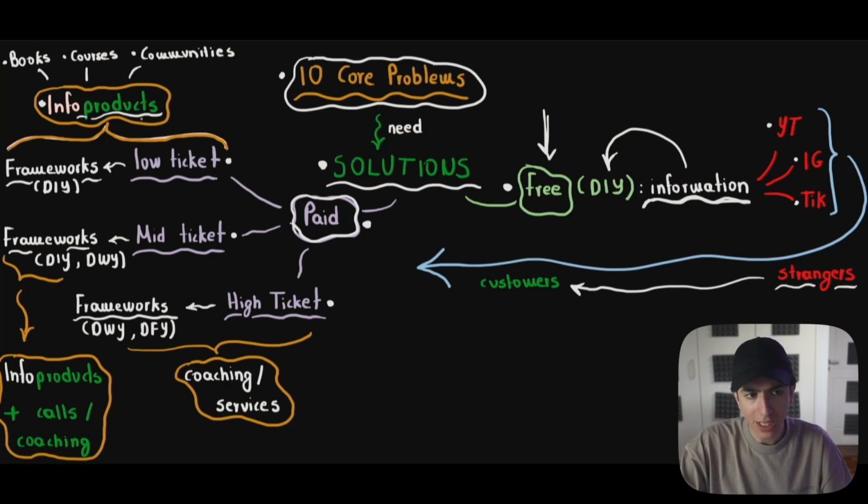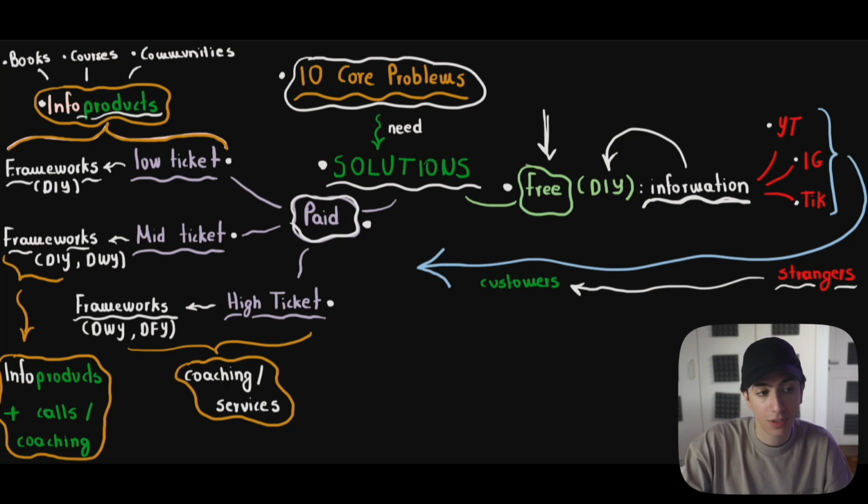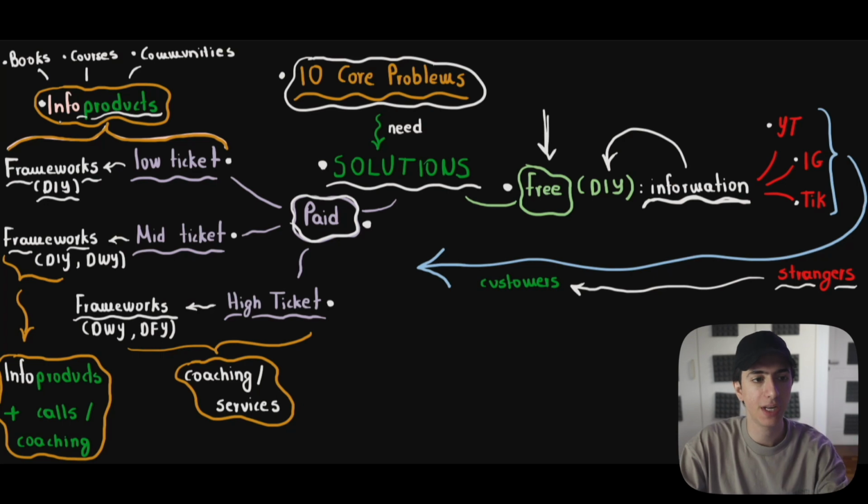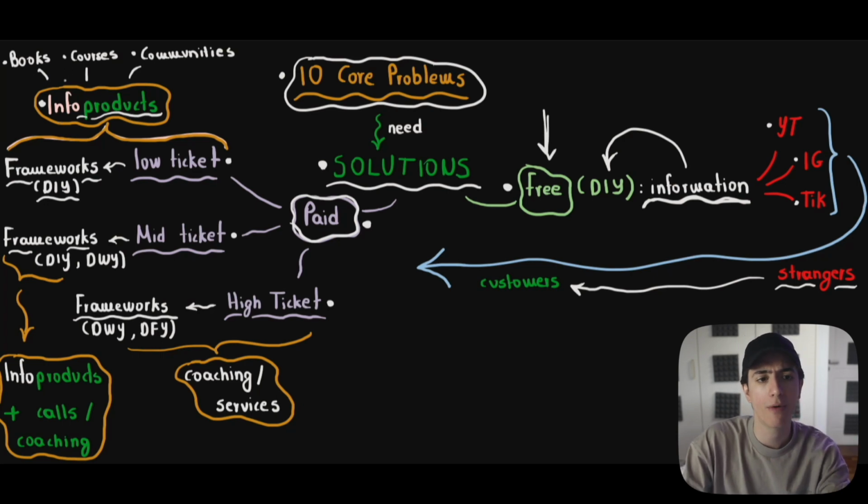Usually, info products go through the framework on how to solve problems in a DIY process. So we give out the information in the form of a course, a book, or a community. But once someone purchases it, he has to apply this information by himself. This is why it is low ticket: we give out the information about the frameworks, but people who buy those low ticket products have to apply it by themselves.